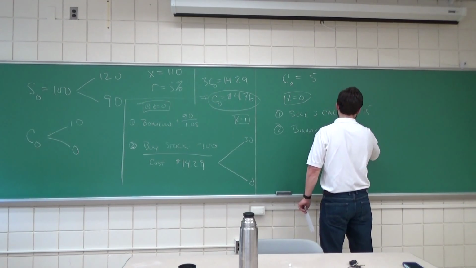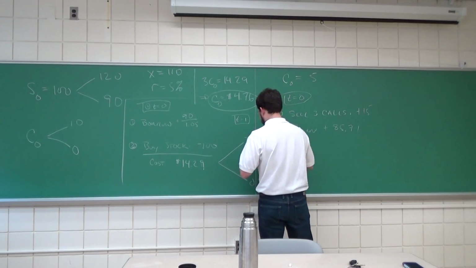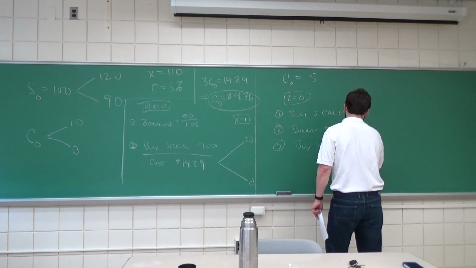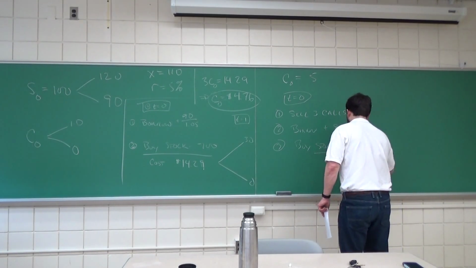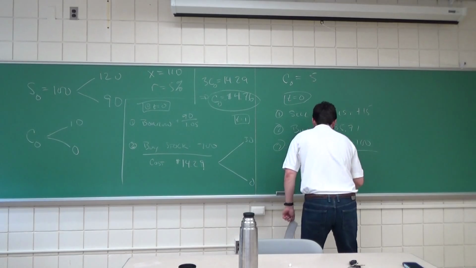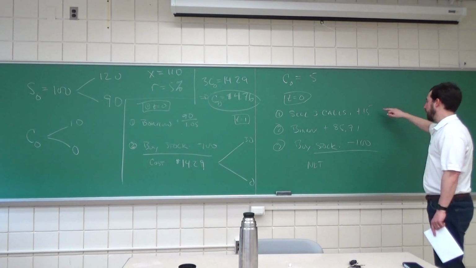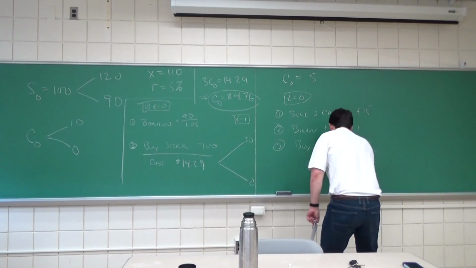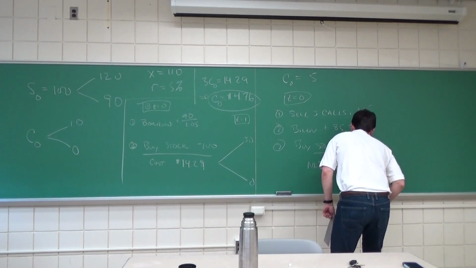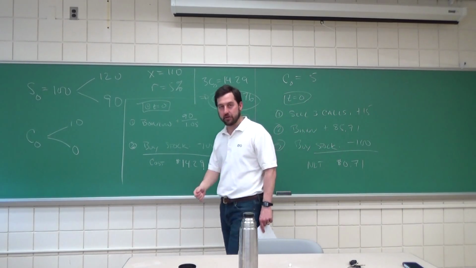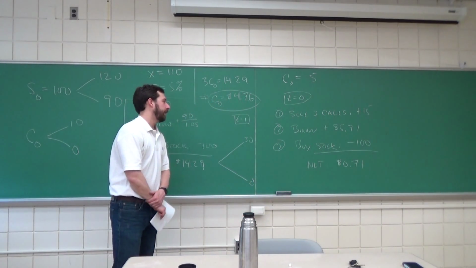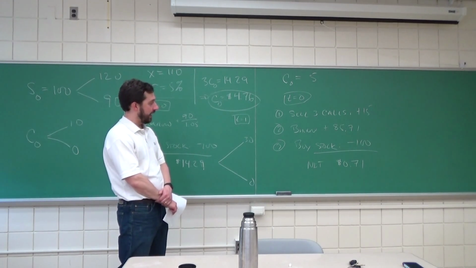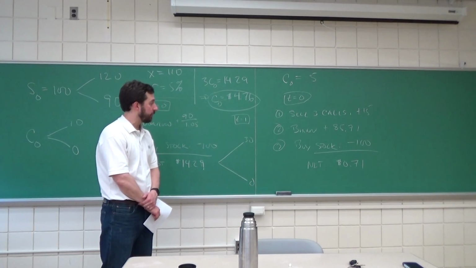of 85.71. Step 3, buy stock. This is, of course, minus 100. Net. So our cash flow at time 0, 15 plus 85.71 minus 100, is going to be 71 cents. So if we do this at time 0, sell 3 calls and replicate those 3 calls through borrowing $85 and buying stock, we are going to net 71 cents.